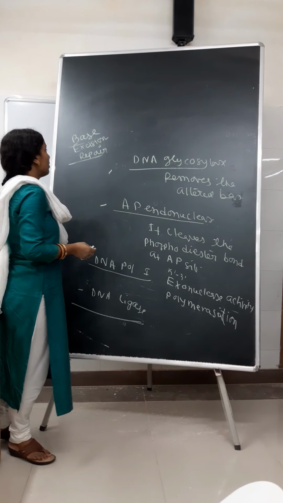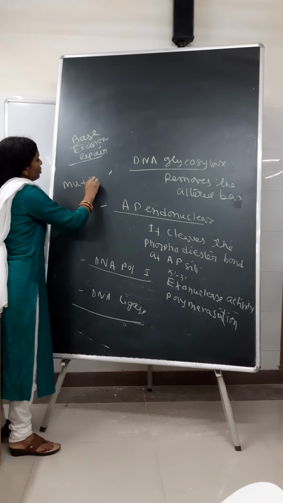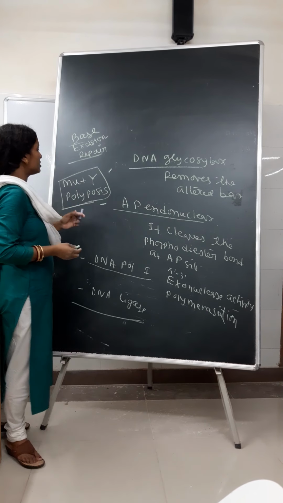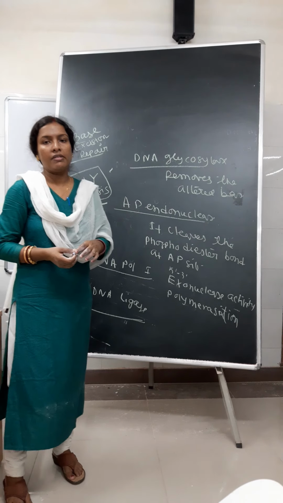Okay, and the disease which happens if there is any defect of this repair system is MUTYH-associated polyposis. This is a disease which happens if there is any defect in this repair system. So this is all about our base excision repair system.